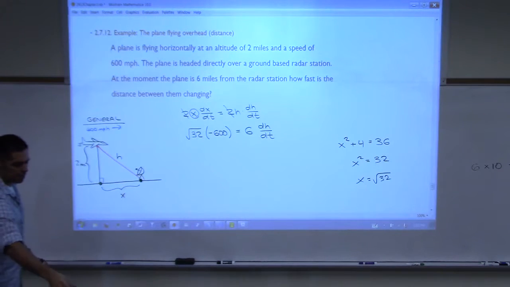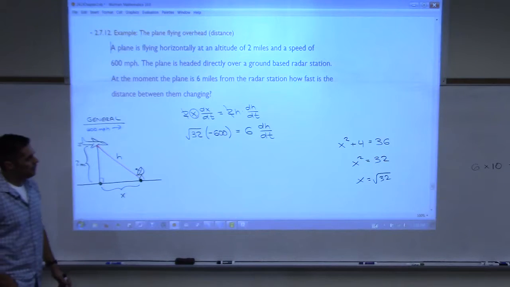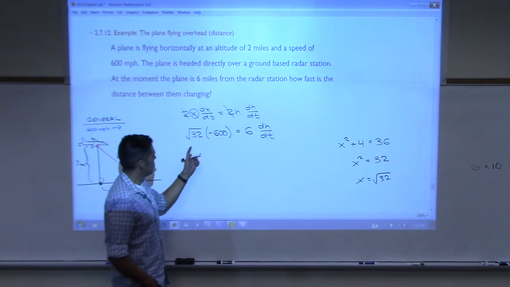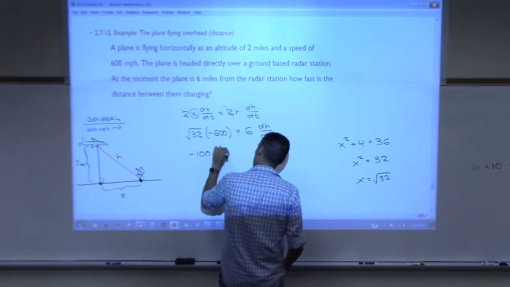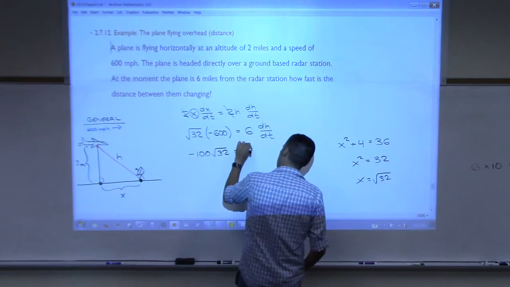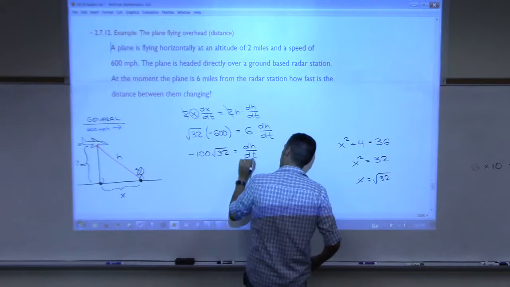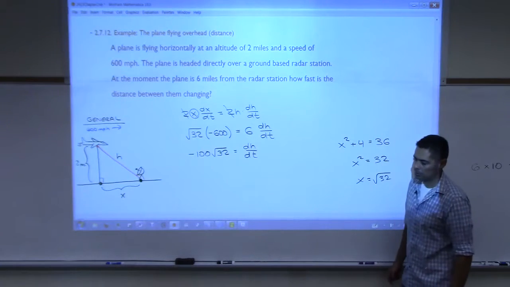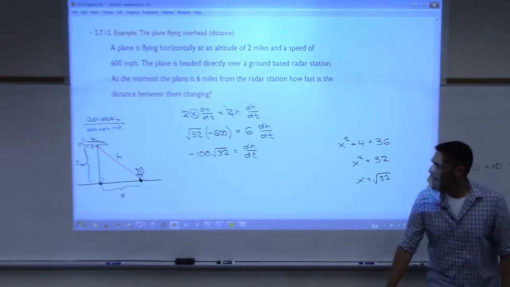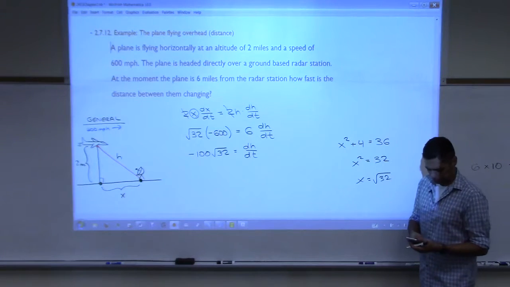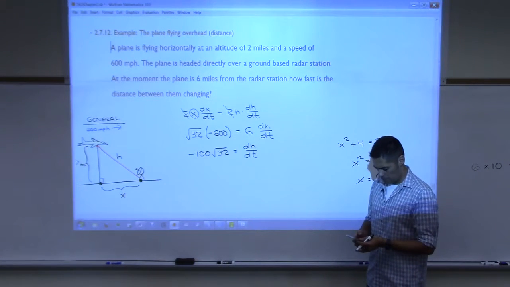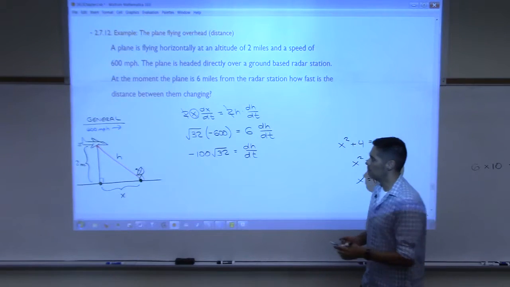And what would you get if you divide both sides by 6? Square root of 32 over 6 times 100. Yep. Negative 100. So negative 100 root 32 is dh dt. What are my units here? Miles per hour. Miles per hour.